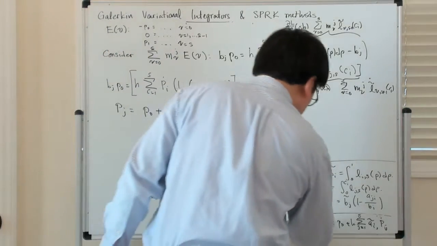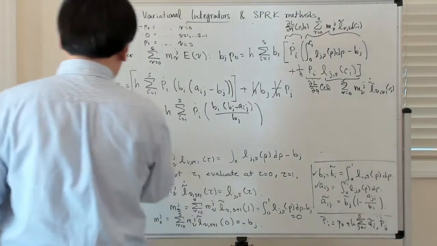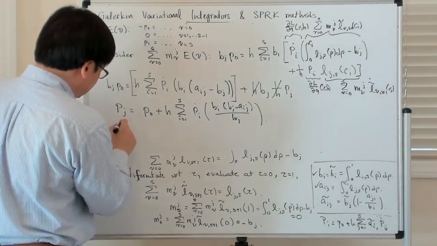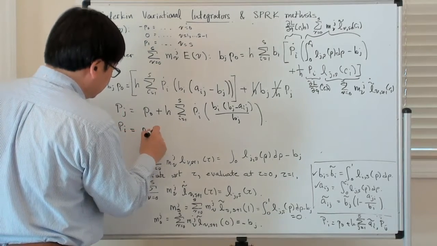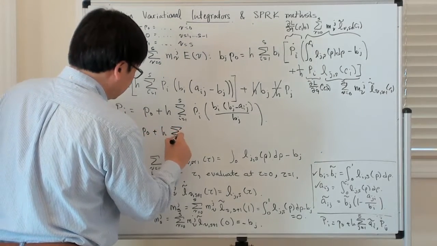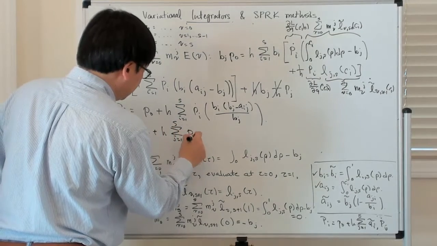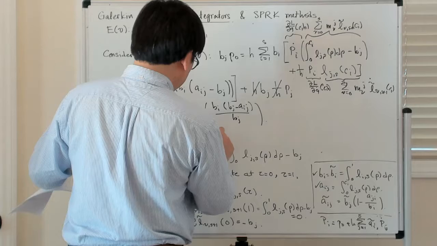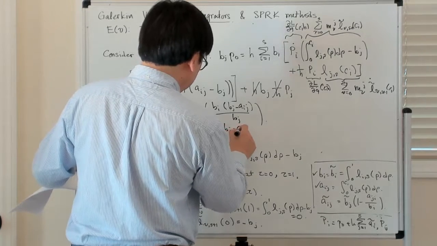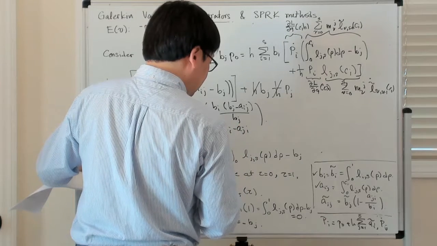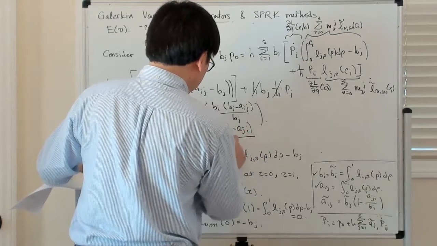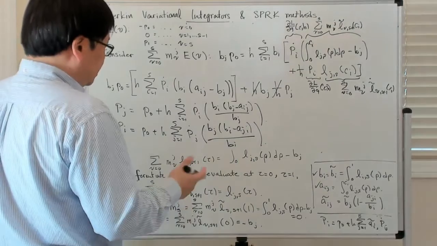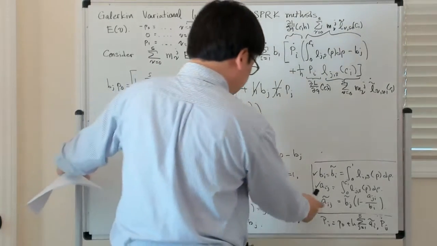So this is actually pi, I'm sorry. I have to reindex it, so I'm going to swap the i's and j's. This gives me pi is equal to p0 plus h, the sum from j equals 1 to s of pj dot, and then this is bj bi minus aji divided by bi. Right, so this of course is nothing more than the aij tilde coefficient.